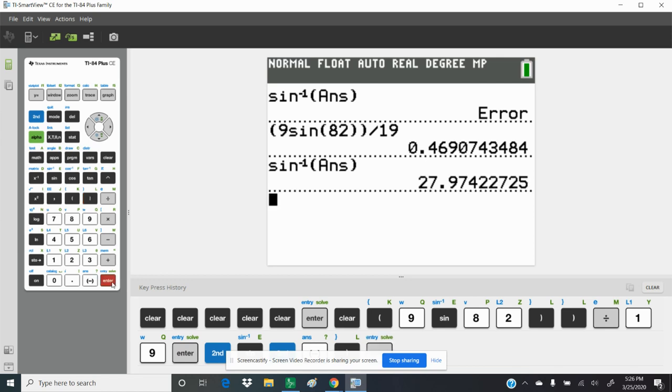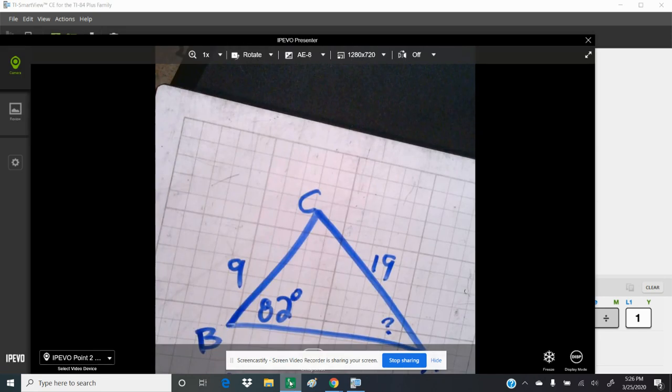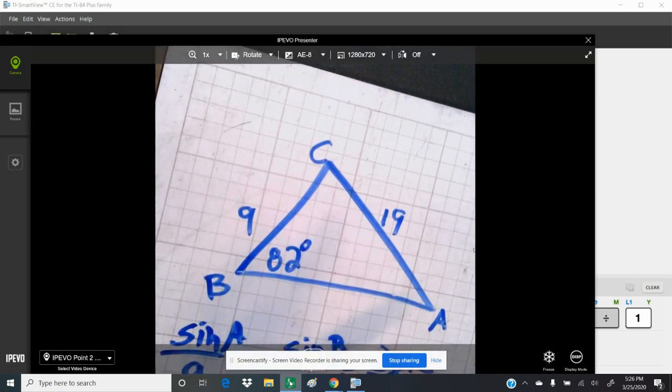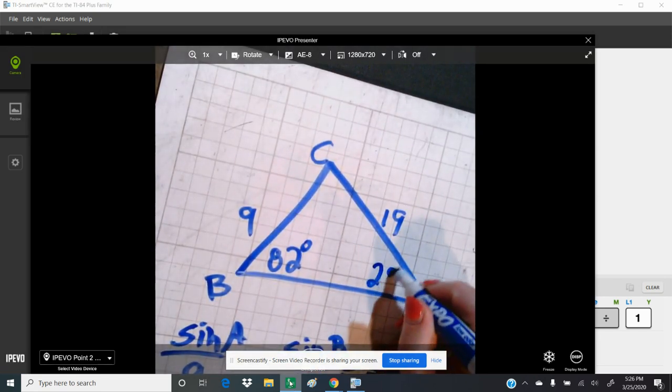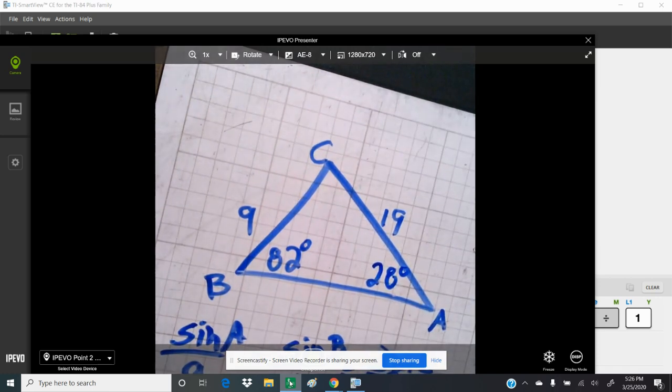So that tells me now that the angle is 27.9. We usually round to the nearest whole number, so I'm going to say 28 degrees. So that tells me now that this angle here is 28 degrees. Now, if they'd asked me for angle C, I could just take 180 and subtract those two, and I could easily get angle C. If you have any questions, let me know.